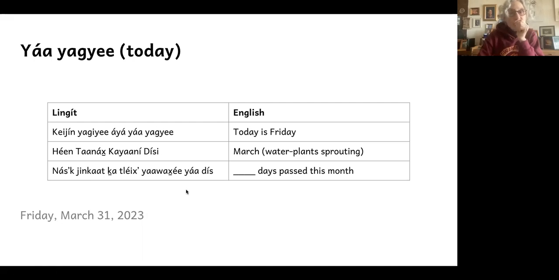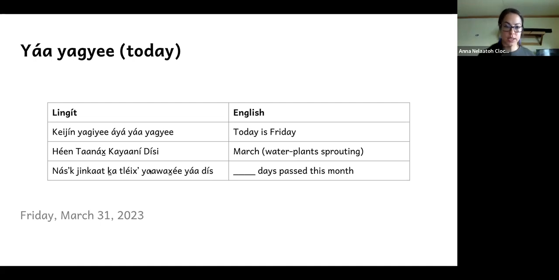So for those of you who are new to class, this word yawahi is a verb that's specific for days to pass. That's why we don't have to use the word for day in this phrase, because when I say 30 and 1 have passed this month, this verb is specific to days. So we already know we're talking about days.